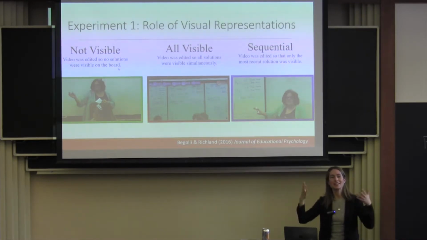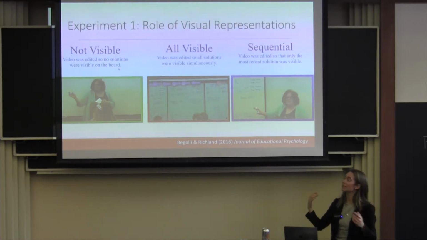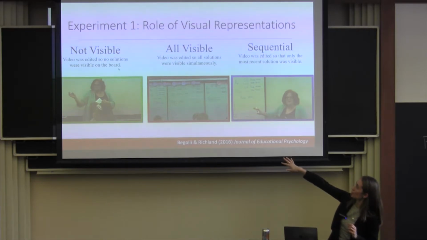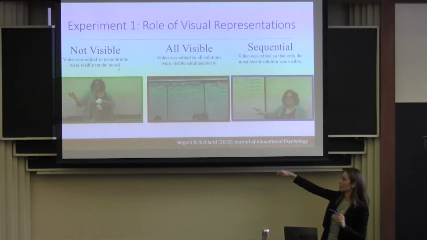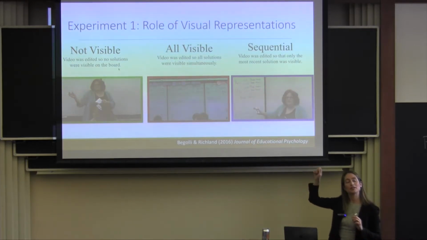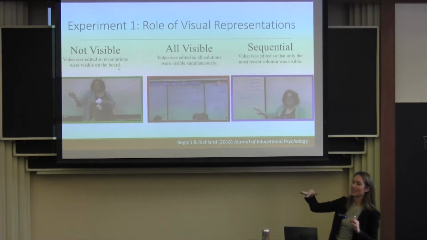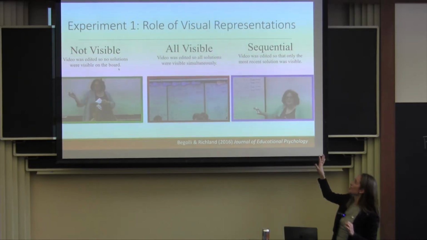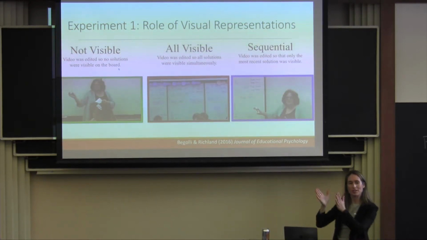How'd you solve it? And then the student watching the lesson just hears it. The all visible condition was where you actually saw the solutions written on the board. And in the sequential video, you saw the solution that was being described being written on the board. So you got the source visible, but you couldn't see it again. So after they finished describing that solution, they would talk about the next one.